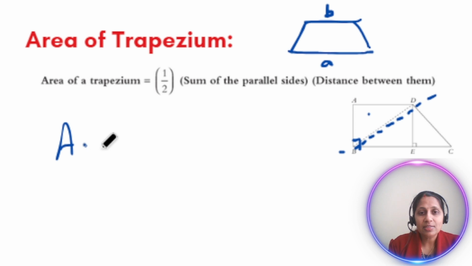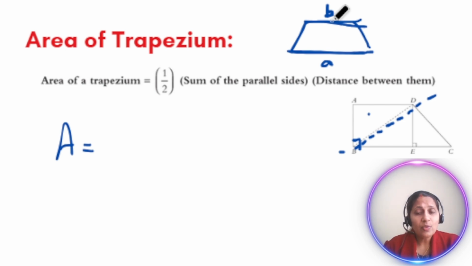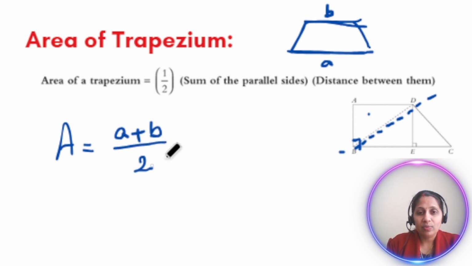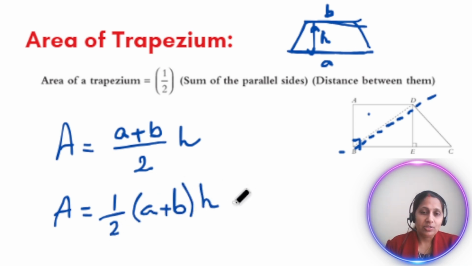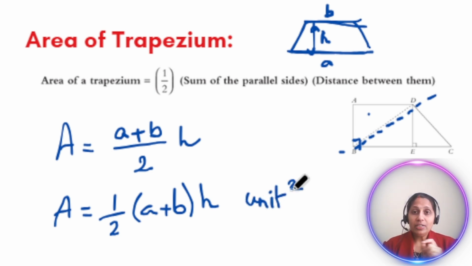How you can say is, as I told you already, row into column, right? Your row is nothing but your A and B. But there are two different horizontal lines. So what we will do is take the average of both, which is A plus B by 2. And what is the column now? It is your height. Height of the trapezium is h. So you can write it as A equals 1 by 2 times the average of the two bases times h. And again, unit square. This is the area of a trapezium.